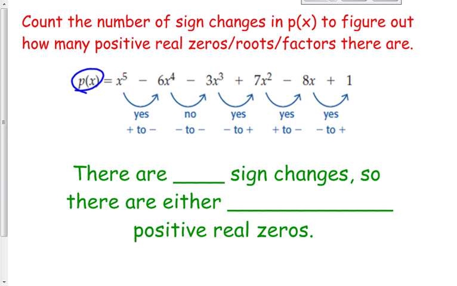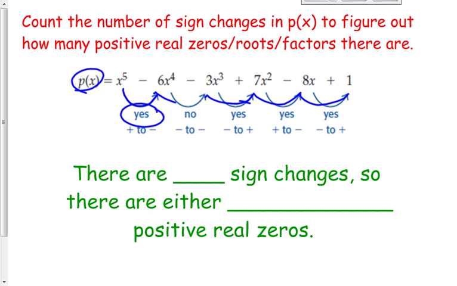So looking at this, it's positive x to the 5th to a negative 6x to the 4th. There's a sign change. Now I go from negative to negative 3x cubed. No sign change. Negative to positive 7x squared. There's another sign change. Positive to negative, there's another sign change, and negative to positive, there's another sign change. So it changes signs. 1, 2, oh, sorry.